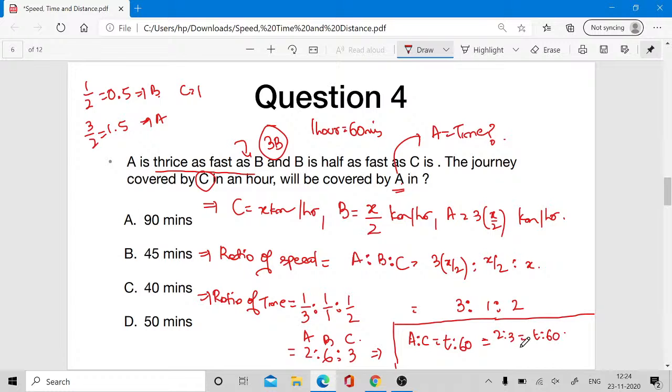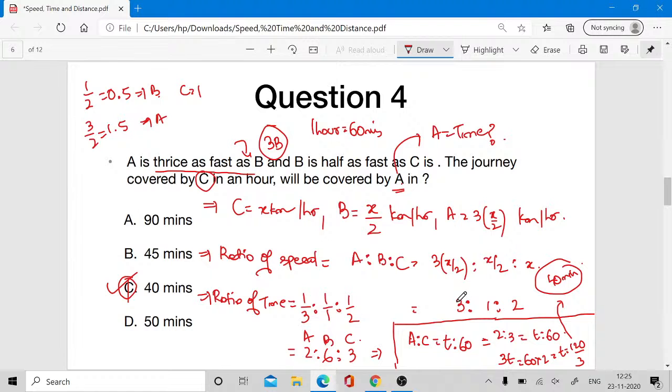तो मुझे A का पता है, ये नहीं पता है. So this will be 3T. Just a minute. Yes, this will be 3T is equal to 60 into 2. So T will be equal to 120 by 3, right? 120 by 3 कितना होगा बाबा? 120 by 3 is 40 minutes. That is option C, right? That is option C.